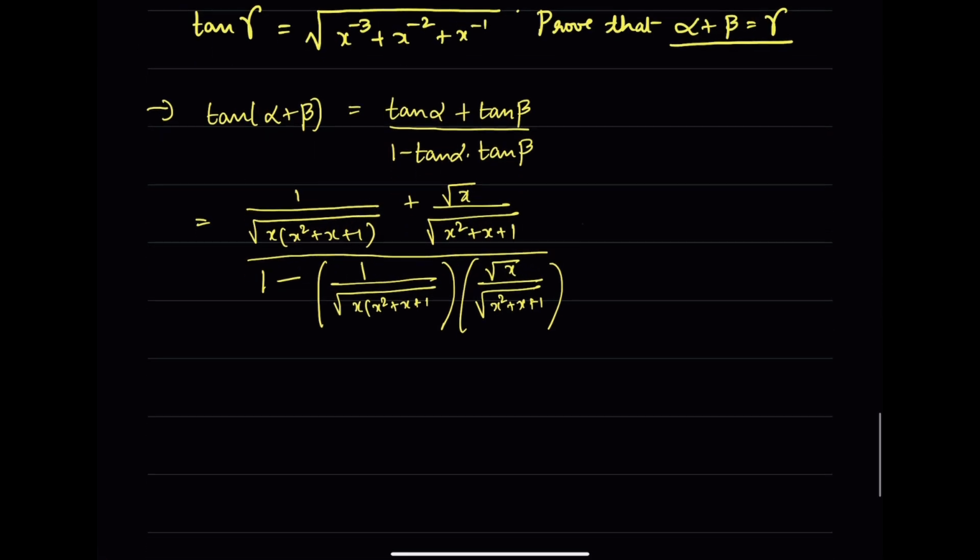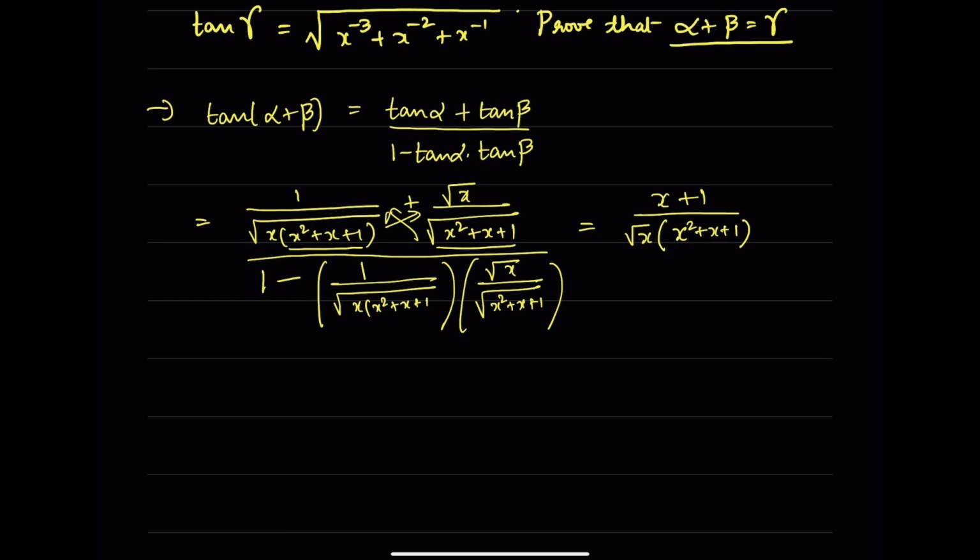So in the numerator we would have the square root of X square plus X plus 1, which is common between these two. So here the only factor that we would be multiplying is square root of X multiplied by square root of X when we cross multiply it, and from the other end it would just be 1. So this will be X plus 1, because it is square root of X multiplied by square root of X, divided by square root of X times X square plus X plus 1.